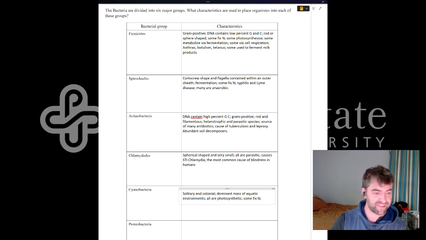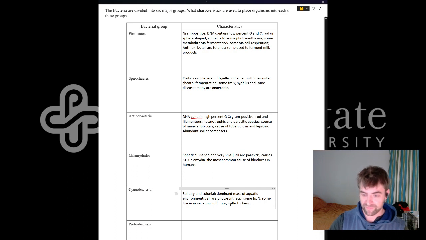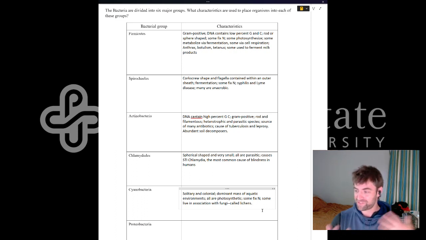Some fix nitrogen. Some live in association with fungi called lichens. Lichens are a mutualistic organism of a fungus living in association with cyanobacteria, which is photosynthesizing and providing energy to the fungus. It is theorized that cyanobacteria are responsible for the oxygenation of early Earth's atmosphere.